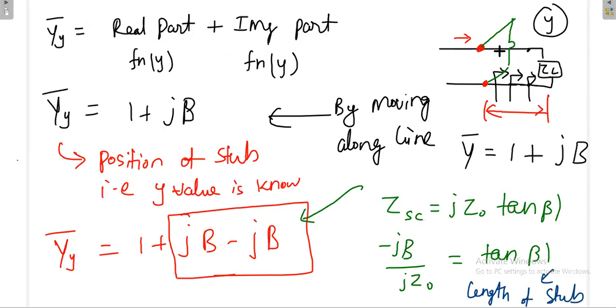Just before the stub, definitely there will not be any reflection. Somehow the energy will go to the load; that is the job of this stub. Because you know that a short circuit stub cannot absorb the energy, but its job is to transport the energy to the load without any reflection. So finally all the energy will go to the load.